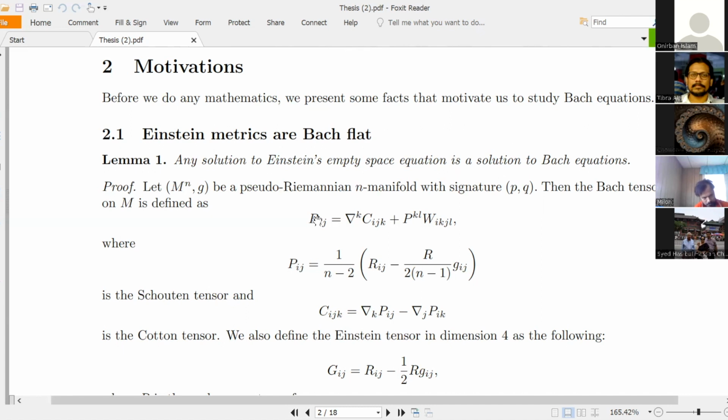So my question was that for B equals zero, the general solution, it appears to me that you might have to add those other extra terms because you have a derivative of the Cotton tensor in your equation.